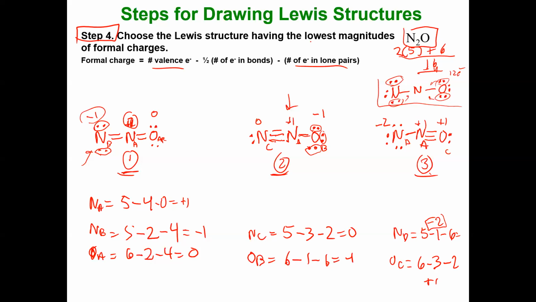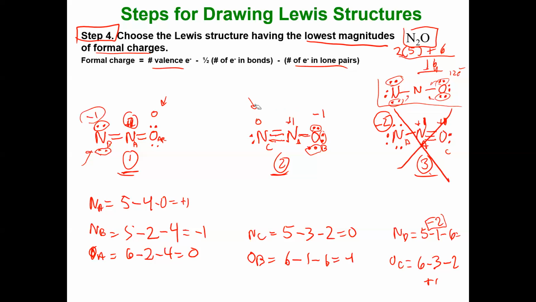Why? Because I want to have the lowest magnitude of formal charges. This has a magnitude of 2. None of these other ones have a magnitude of 2. It also has a formal charge on every single atom, while some of the others have a formal charge of 0 on some atoms. So what am I going to do? I'm going to eliminate that one.